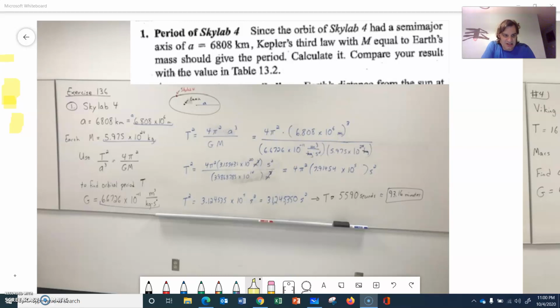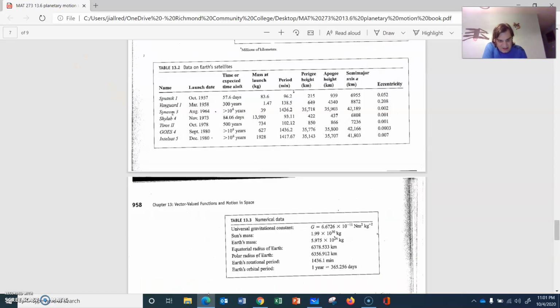Calculate it. So the formula that we're looking for here that's going to relate the orbital time with the semi-major axis is this third law, T squared over a cubed equals 4 pi squared over GM. M being the Earth's mass, which it says we can look up in a table. And just to make sure you understand, that table was in the notes I posted, Earth's mass here. Pretty large numbers, pretty big.